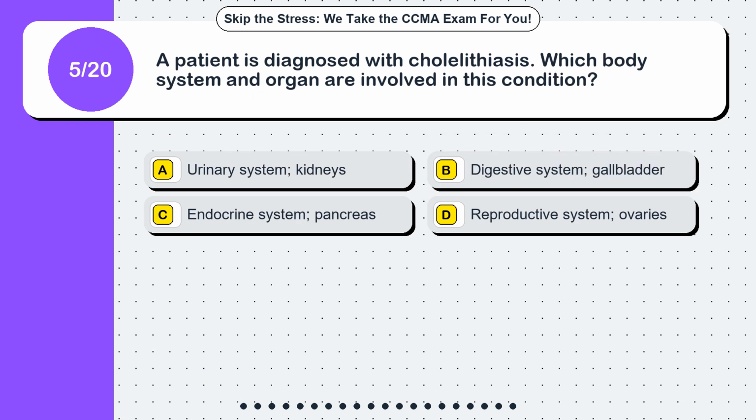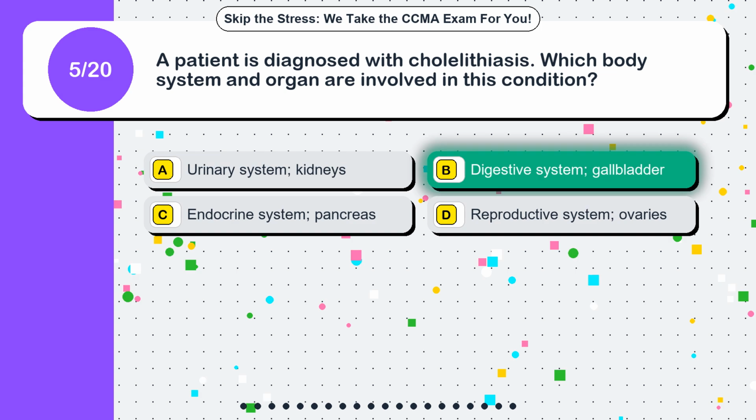Question 5. A patient is diagnosed with cholelithiasis. Which body system and organ are involved in this condition? Option A, urinary system, kidneys. Option B, digestive system, gallbladder. Option C, endocrine system, pancreas. Option D, reproductive system, ovaries. The correct answer is option B, digestive system, gallbladder.